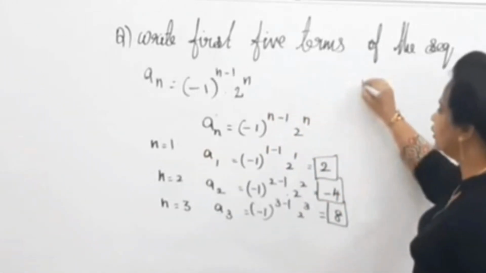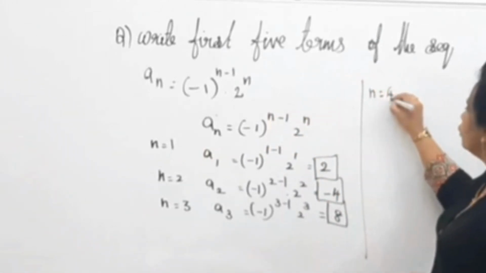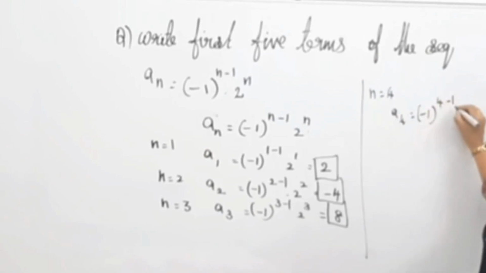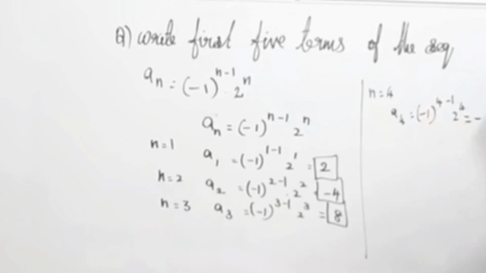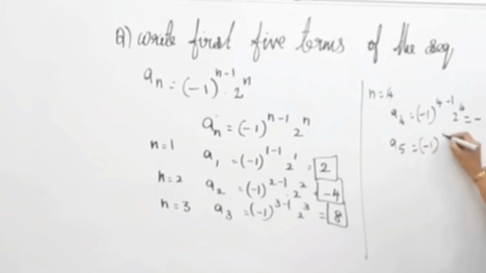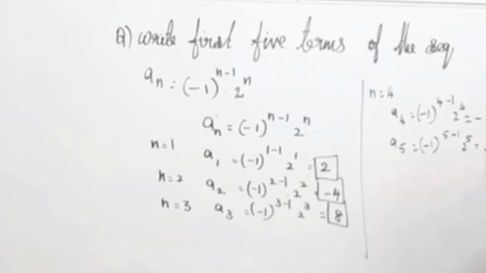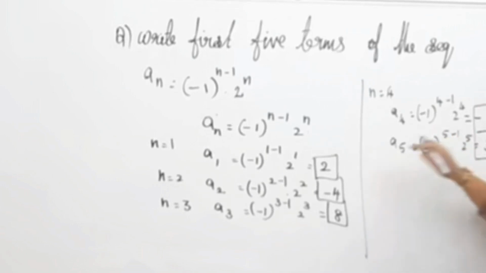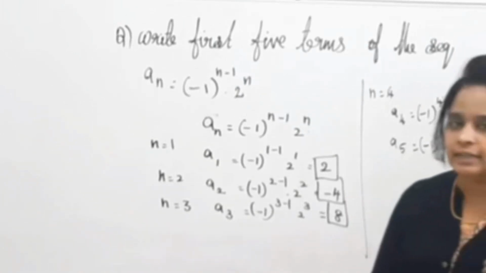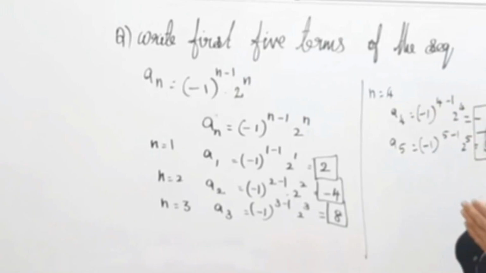And we have to move on for the next one. n = 4. So my a4 = (-1)^(4-1) × 2^4. The answer is negative, since 2^4 is 16, so -16. And a5 = (-1)^(5-1) × 2^5. 5 minus 1 is 4, so this becomes positive, so that's equal to 32. So my terms are 2, -4, 8, -16 and 32. Hope you understand how to find the terms.